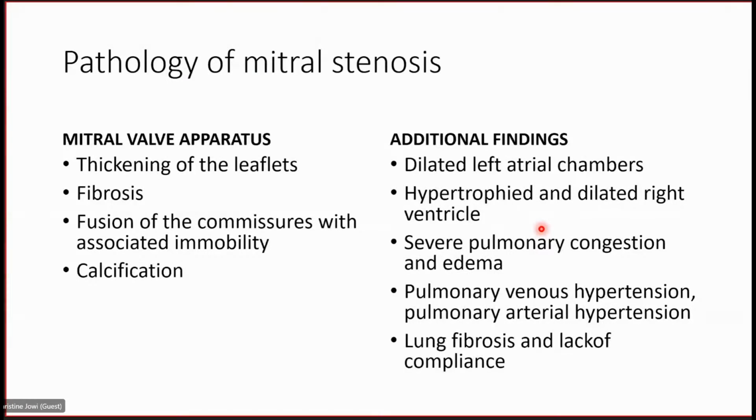So what happens? The mitral valve, as I said, opens in diastole to allow blood to come in, and then it closes and the left ventricle pushes the blood in systole out to the aorta and the rest of the body. So the mitral valve is opened in diastole. If there is mitral stenosis, then the valve cannot open well.